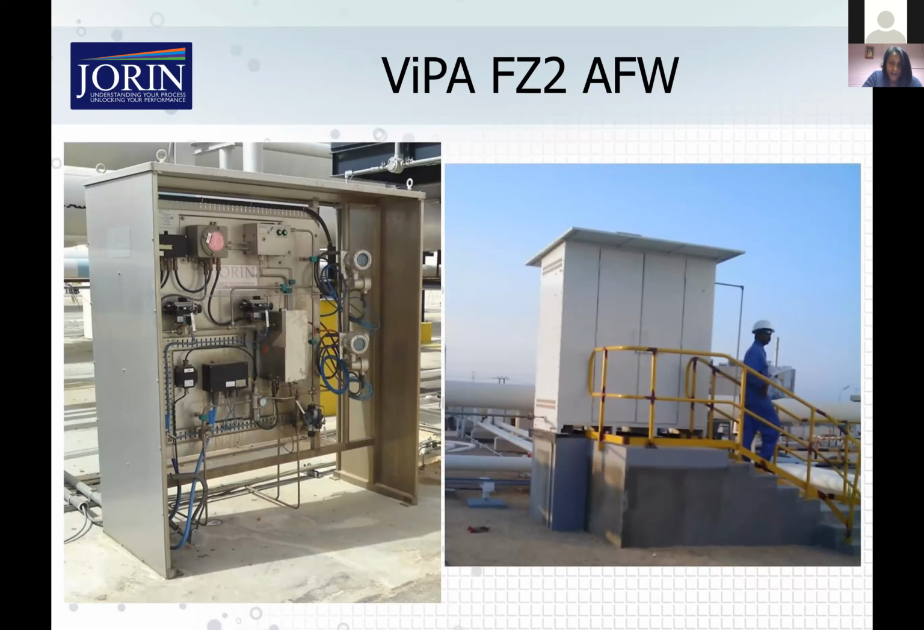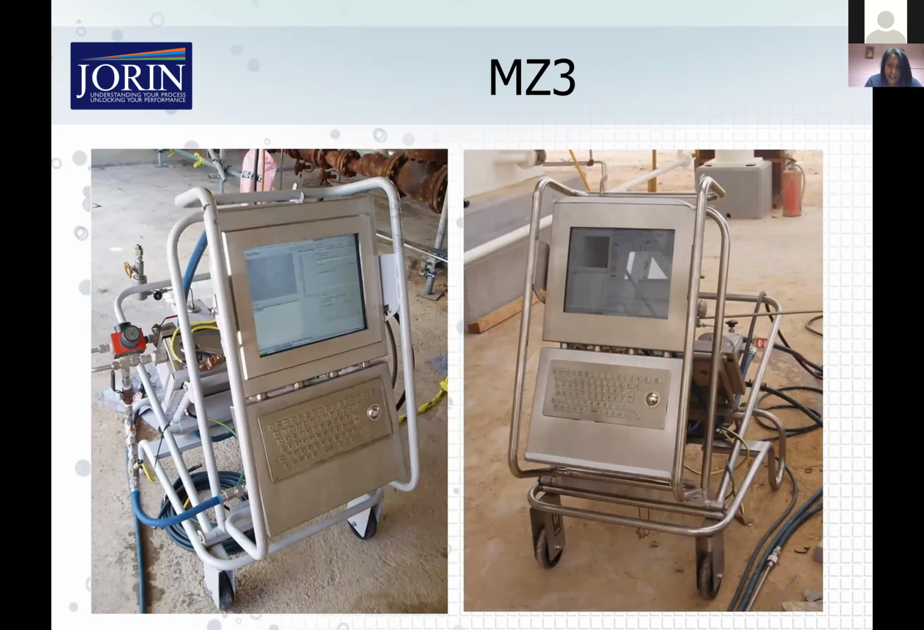We also have our more bespoke systems, where basically we will design it to suit customer specifications. So this is one of those. This, for example, is a fully automated ViPA in a cabinet that's gone to the Middle East. It's got some cooling and stuff installed inside the cabinet to keep everything at nice ambient temperatures.